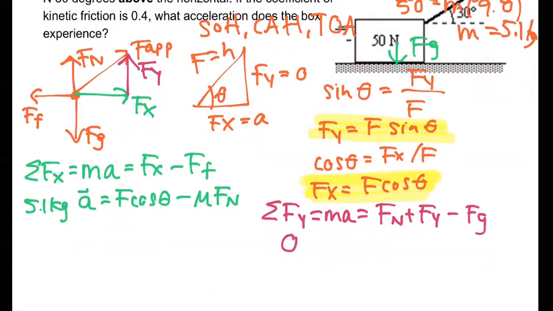Now, in the vertical direction, my object is not accelerating. I don't have an object just flying off the ground in the vertical direction. So I can set that equal to 0 equals force normal plus Fy minus force gravity. And I want to solve for force normal, so I want to get it by itself. So I'm going to add force gravity to the other side and subtract force in the y direction. That gives me force normal equals force gravity minus Fy.